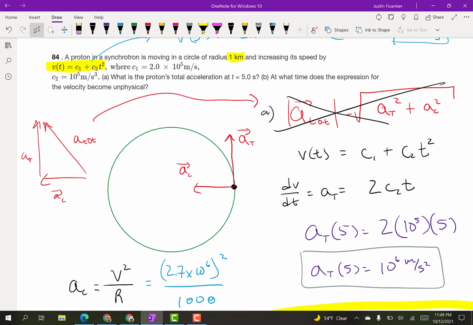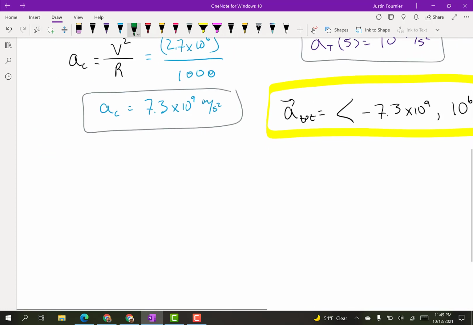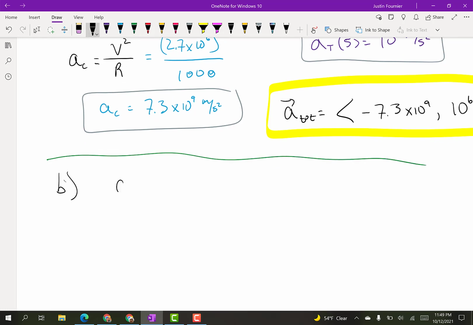Then the second question says, at what time does the expression of the velocity become unphysical? So unphysical, and I gave you the hint that nothing can travel faster than the speed of light in a vacuum. We call that c, is 3 times 10 to the 8 meters per second. That's my hint that I gave you. We'll talk about why that is second semester.